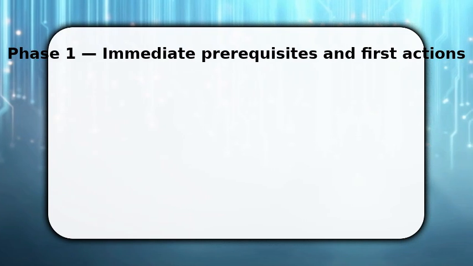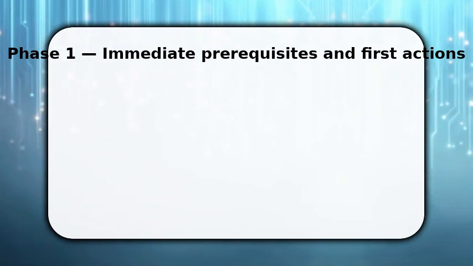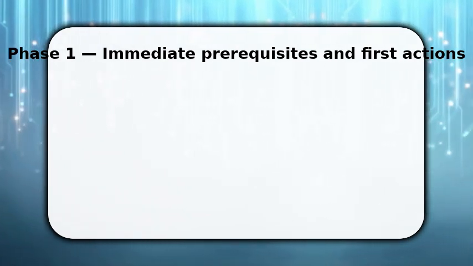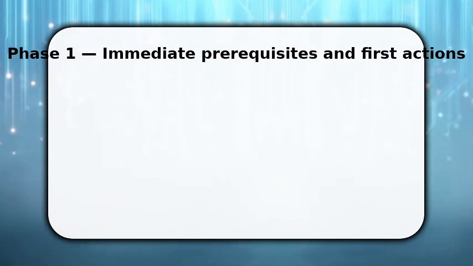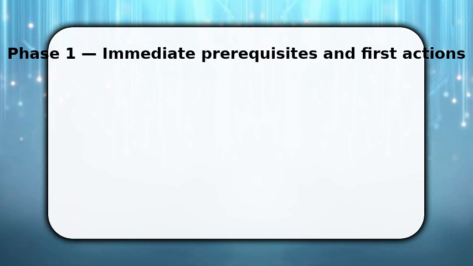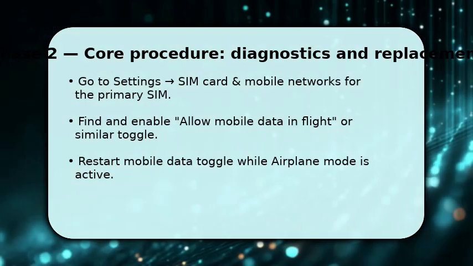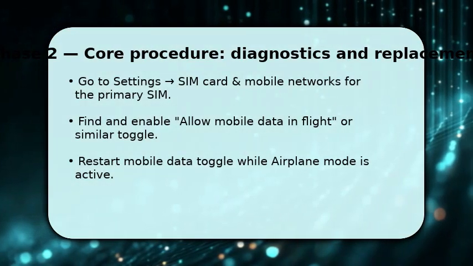The goal is to reach the airplane state so the phone accepts a special override. This is the only reliable setup step on Vivo devices that precedes enabling cellular in flight. Once airplane mode is active, go straight to SIM card and mobile network settings.